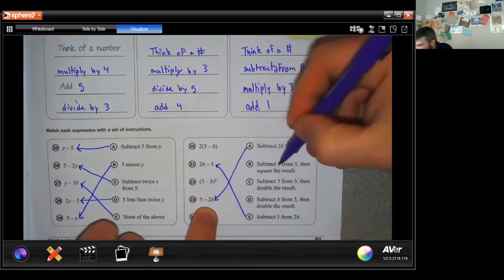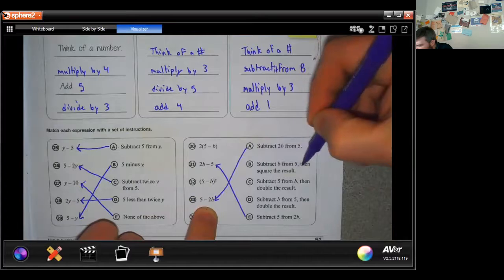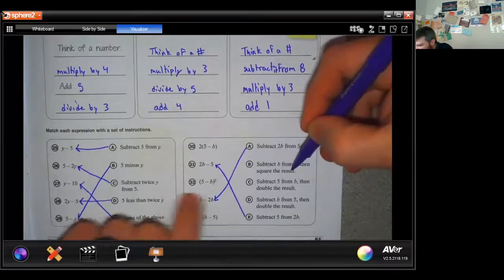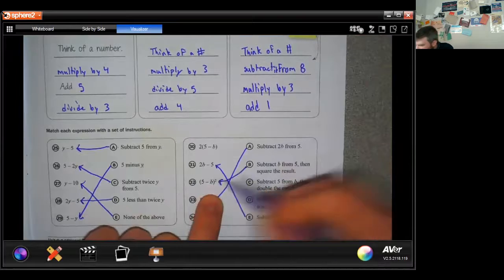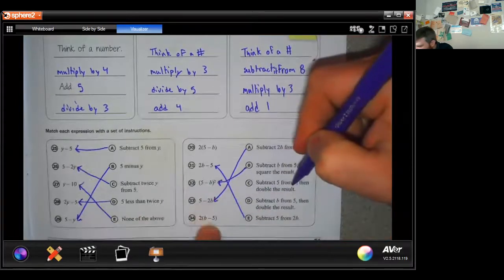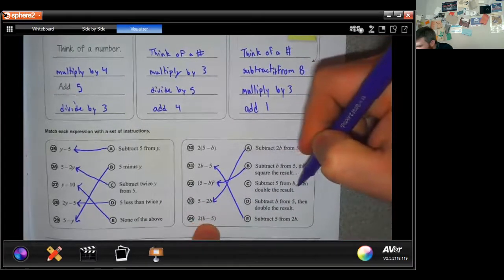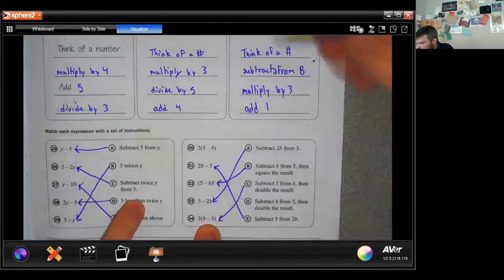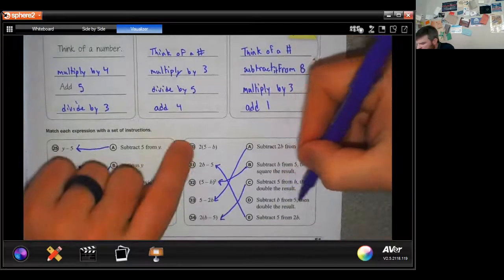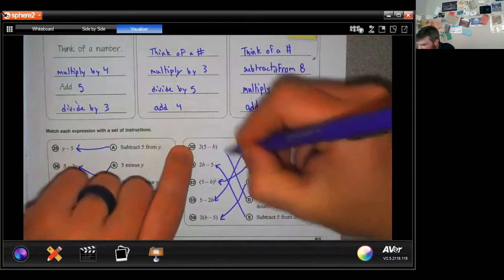Subtract b from 5, then square the result. So subtract b from 5, and then I square it. Okay. Subtract 5 from b, then double the result, which, double the result, means multiply by 2. Subtract b from 5, then double the result. So this one goes up here.